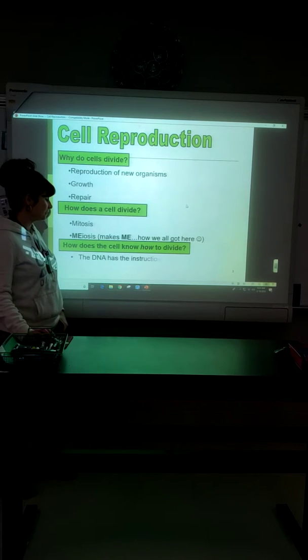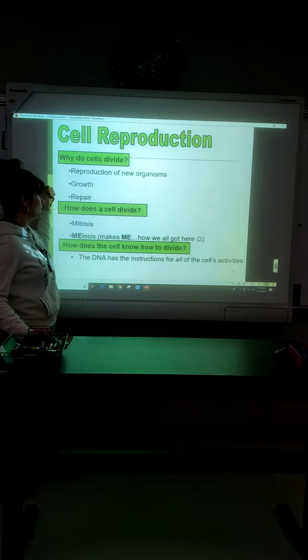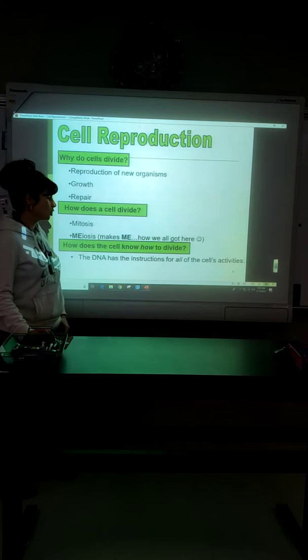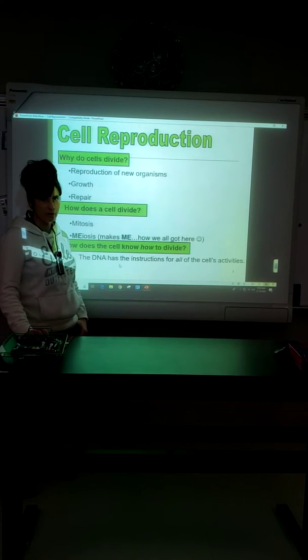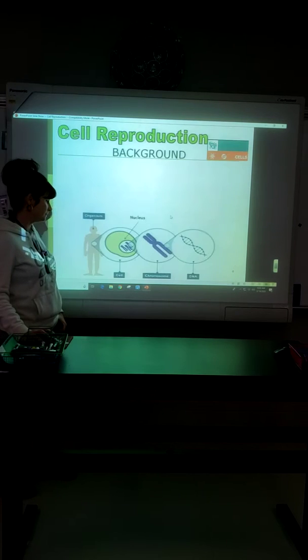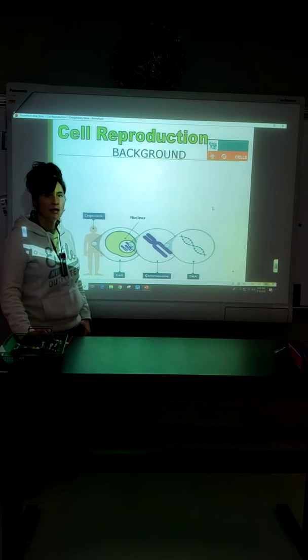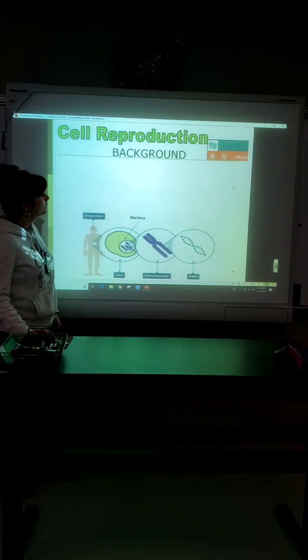And so how does the cell even know when to divide or what it's dividing for? Is it dividing for reproduction? Is it dividing for growth? Or is it dividing for repair? All of those instructions are in a cell's DNA, which is deoxyribonucleic acid. And we will get into that. There are quite a few BrainPops and also a Bill Nye that you will watch as well.